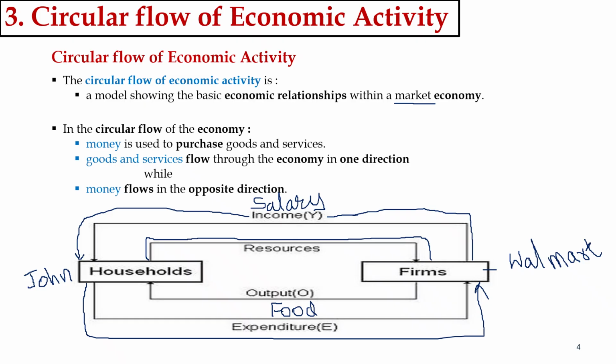So you can see in the circular flow of economy, it is circulating. Walmart will give money to John. John will use this money to buy products and services. To buy products and services, he will give money back to Walmart. Then Walmart will give him salary. Then again he will buy products and services, give the money back to Walmart. This is what we call a circular flow of money or circular flow of economic activity.